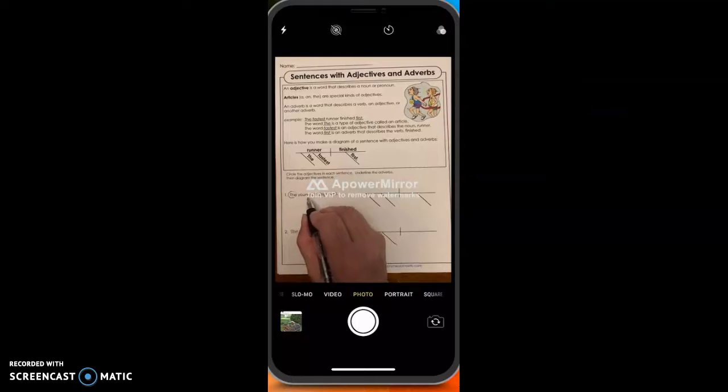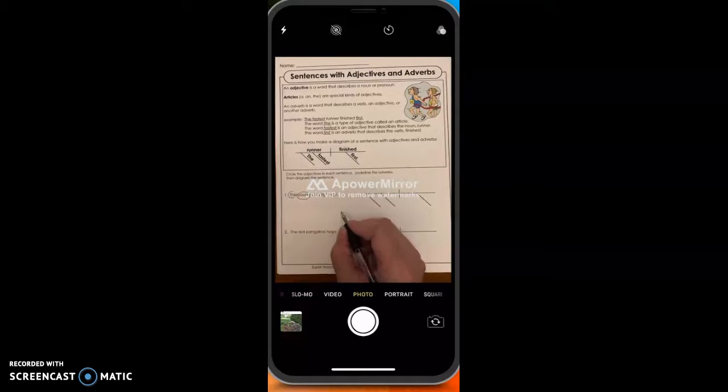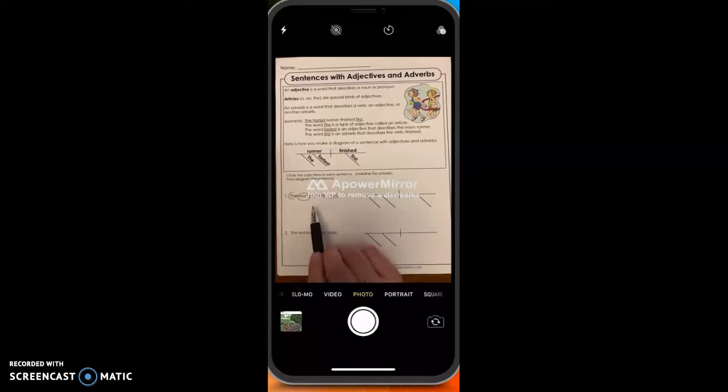And young describes girl, so that's also an adjective, so you'd circle that. And then you want to underline your adverb. And remember, an adverb describes a verb. So well describes sings. So you go ahead and underline well. So then to diagram, you have to pick out your subject and your verb. So your subject in the sentence is girl, and your verb is sings.